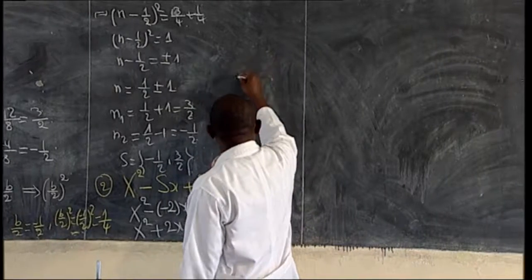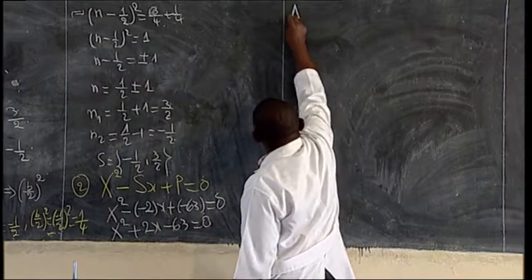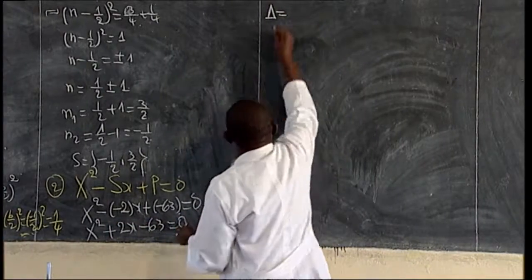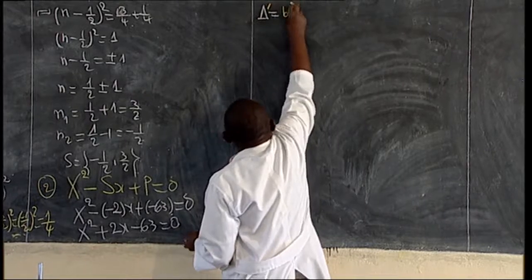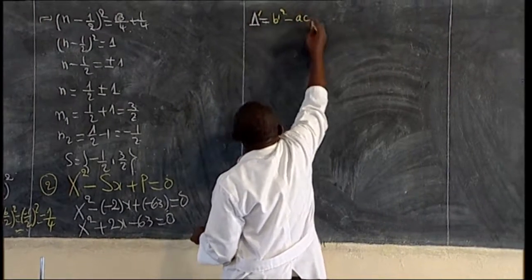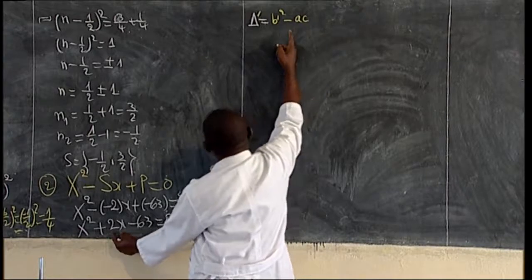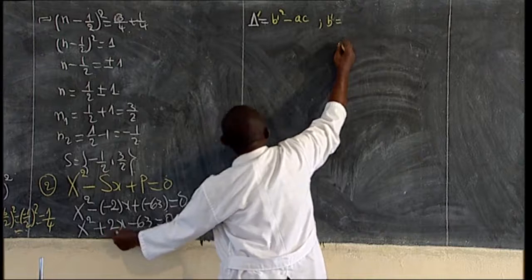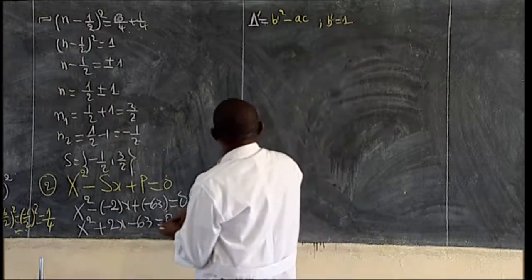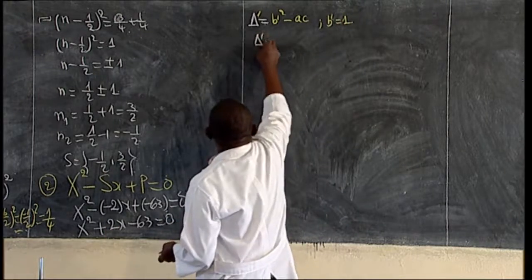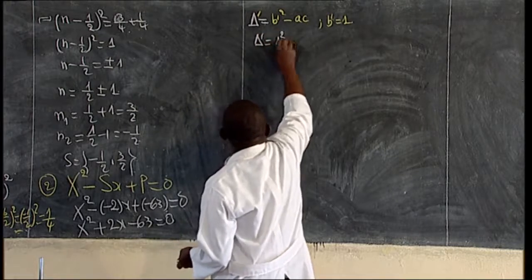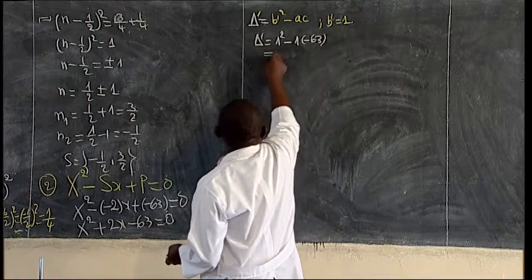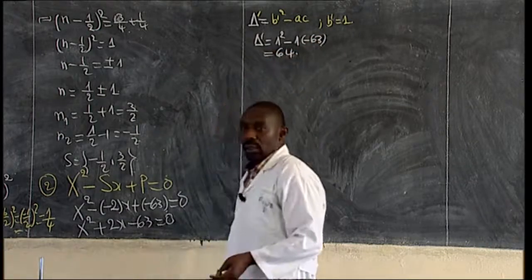Finding the discriminant for this equation, I'll use the reduced discriminant, that is b dash squared minus ac. Of course, because b is even, b dash is equal to the half of 2, which is 1. So the reduced discriminant is equal to 1 squared minus ac, 1 times minus 63, and I get 64.